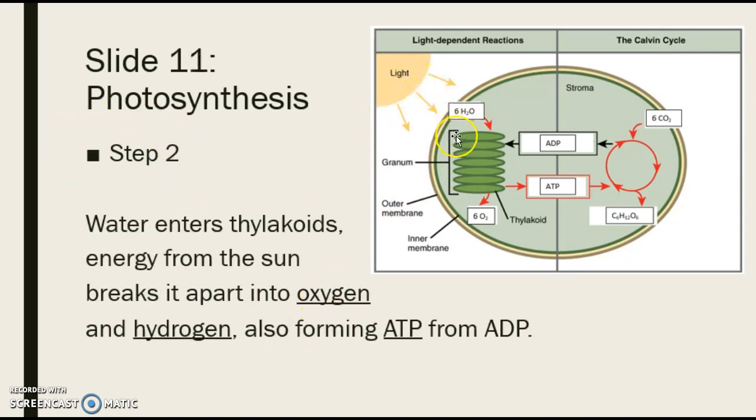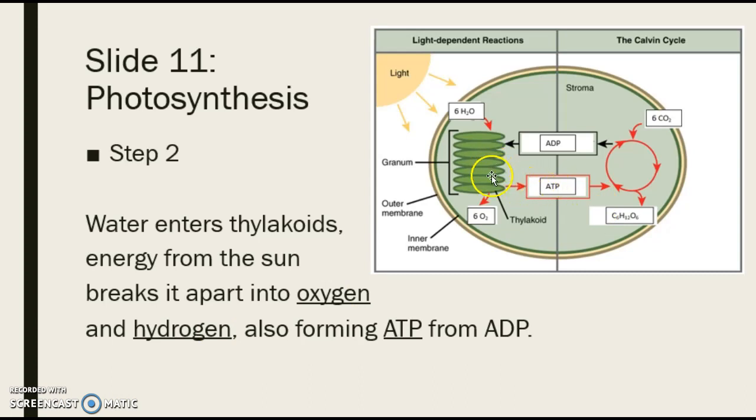As light is striking the thylakoids, being captured by the chlorophyll, we can see that the 6 molecules of water are also entering the thylakoids, and ADP is entering the thylakoids as well. Using the energy from the sunlight, these ingredients are transformed. As a result, 6 molecules of oxygen are produced, and ADP is converted into ATP, which we know is usable energy.